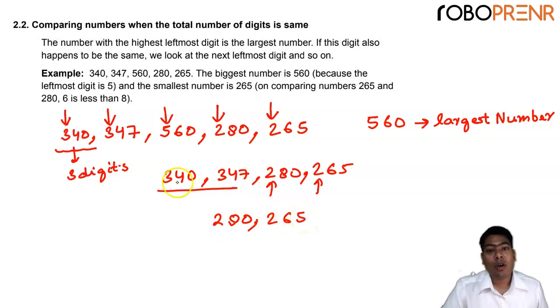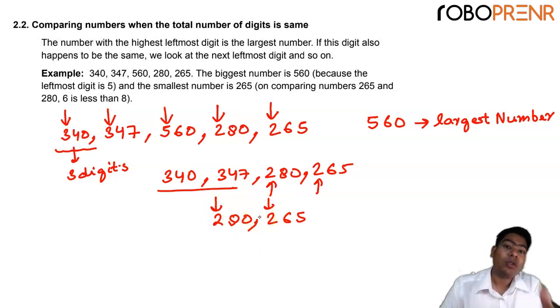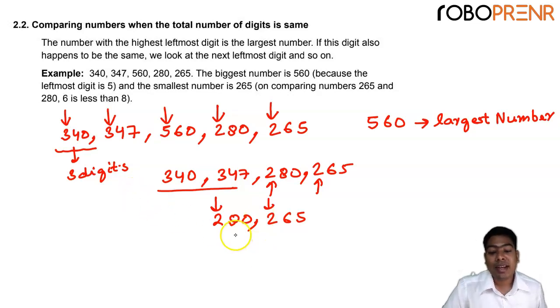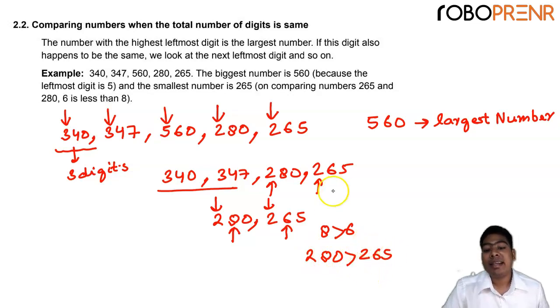Now we observe that the leftmost digits of both numbers are the same. So we move to the next consecutive digit and compare them. That is 8 in this case and 6 in this case. 8 is greater than 6, therefore 280 is greater than 265. So the smallest number in this example is 265.